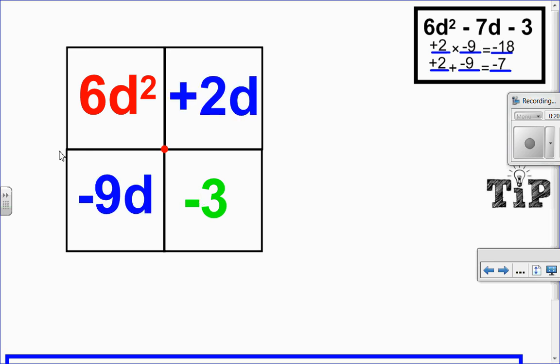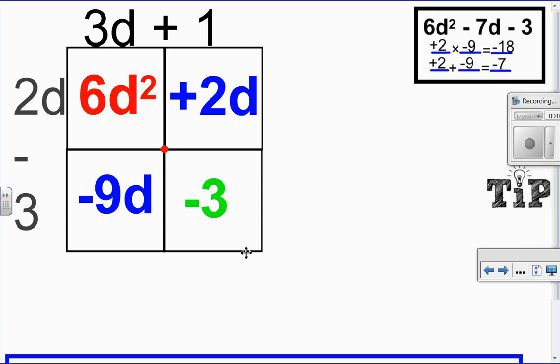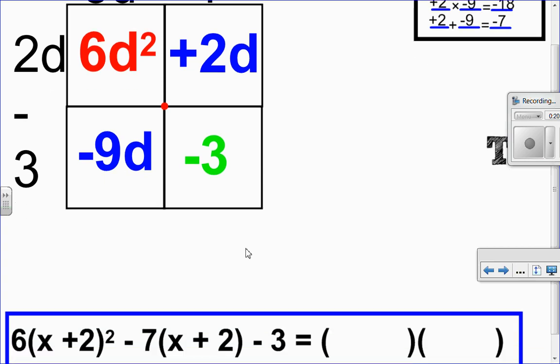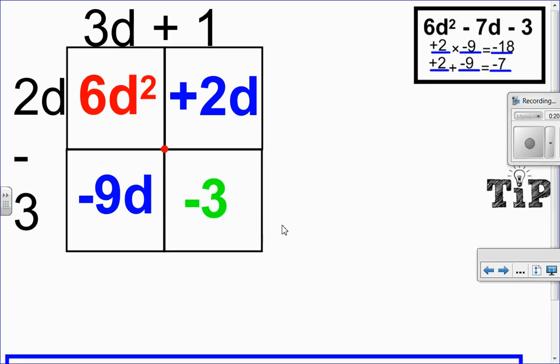So factor by GCF. Along here the GCF is 3d. Along here there is no GCF, but everything has 1 as a common factor. Along here I have a greatest common factor of 2d. Along here it's 3, but because the leading coefficient is negative, take out that negative as well. Okay, so now I know how it factors.